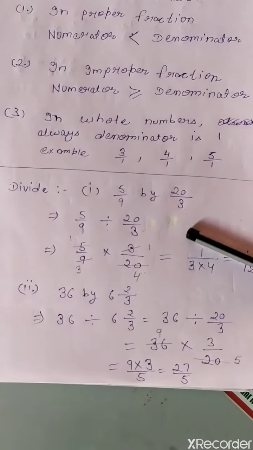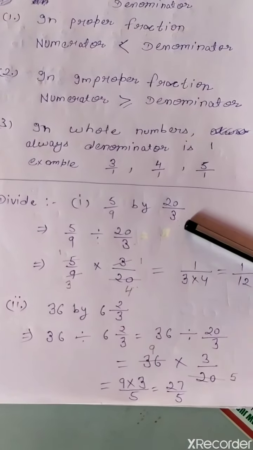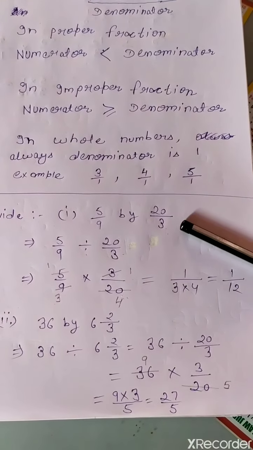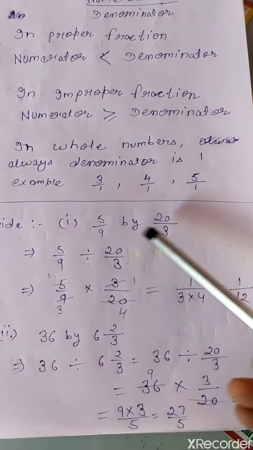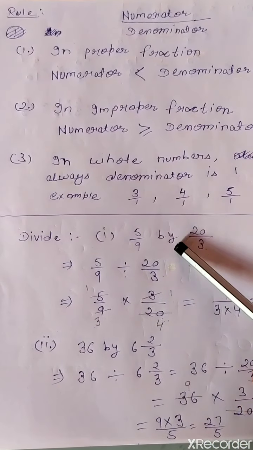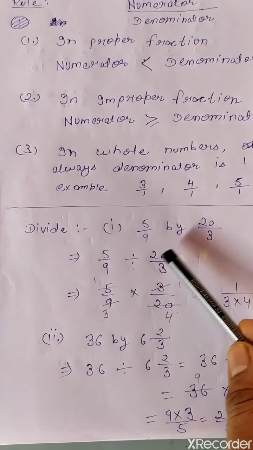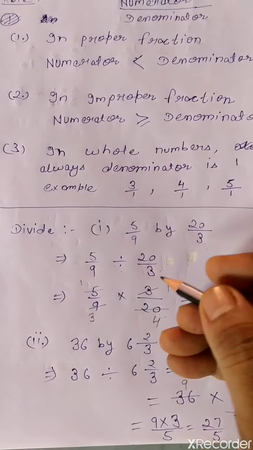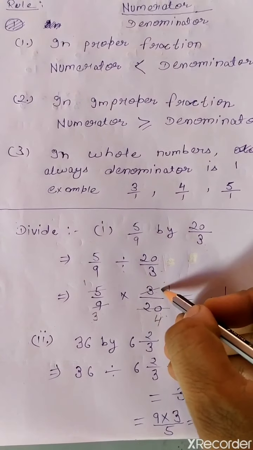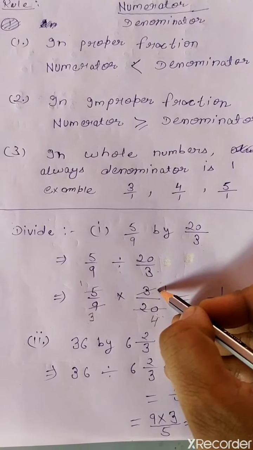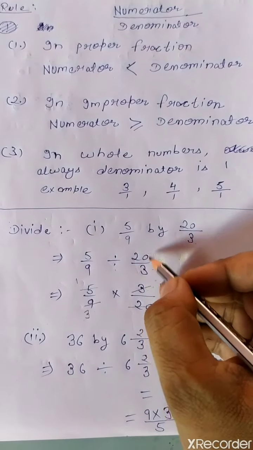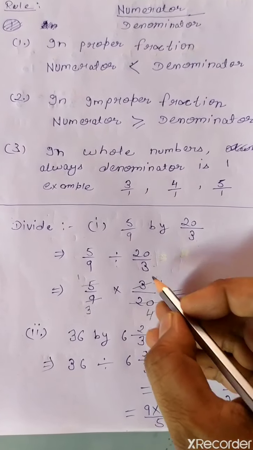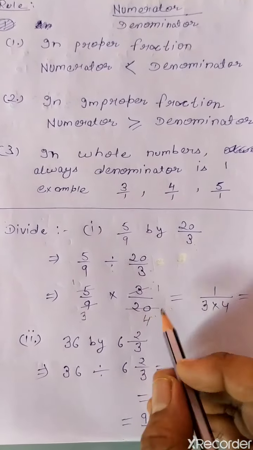Yes students, first we will see divisions of fractions involving mixed fractions, improper fractions and proper fractions, all the types of fractions. So see 5 by 9 divided by 20 by 3. You have to divide 5 by 9 by 20 by 3. So at the place of this "by", write divide. Then reciprocal the second fraction. In division we have to reciprocal the second fraction. 5 by 9 is the first fraction, 20 by 3 is the second fraction. So the reciprocal of 20 by 3 is 3 by 20.